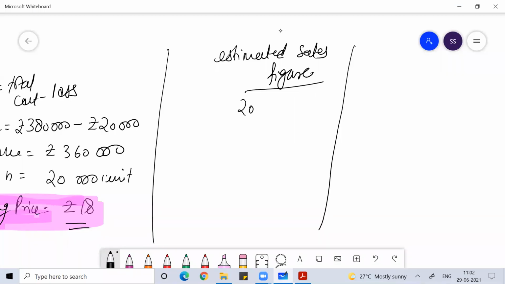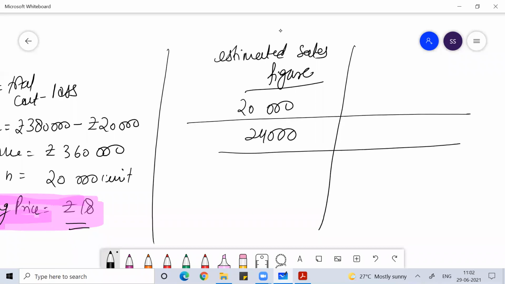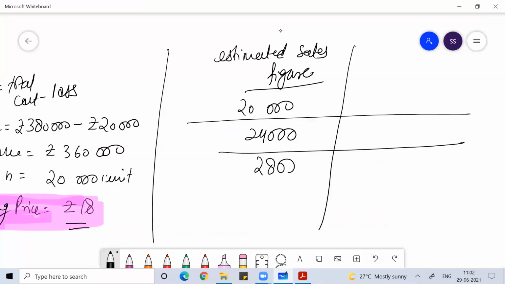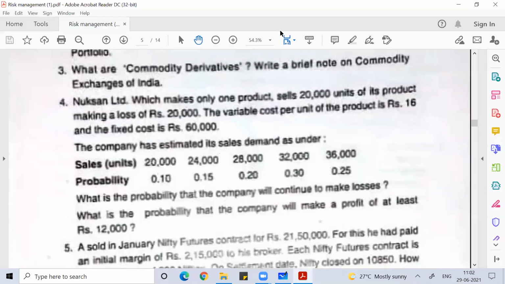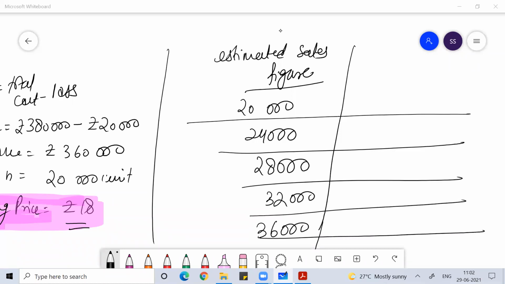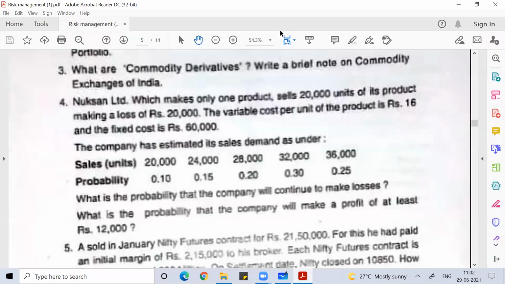The estimated sales figures are 20,000, 24,000, 28,000, 32,000, 36,000. They have given you the probability also.